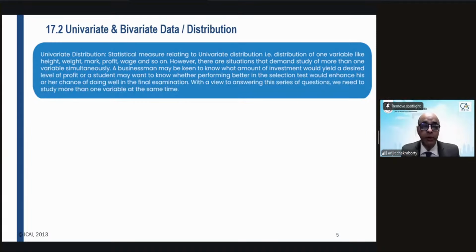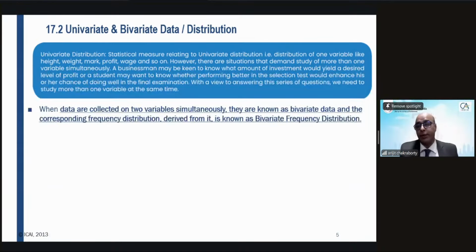But there may be a situation where we have to study bivariate. यानी business में, as an auditor, as a chartered accountant, many times we have to deal with multiple figures. Like as I was discussing, revenue and cost. If revenue increases, whether cost will increase. And if so, at what proportion? What is the linkage between revenue and cost? So therefore, when data is collected on two variables simultaneously, they are known as bivariate data, and the corresponding distribution will be known as bivariate.